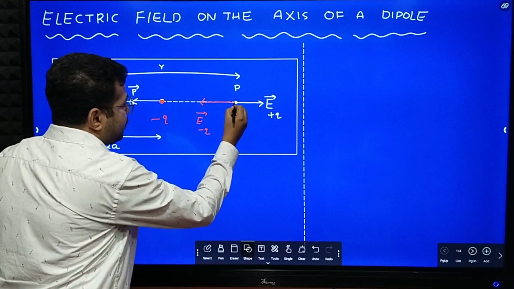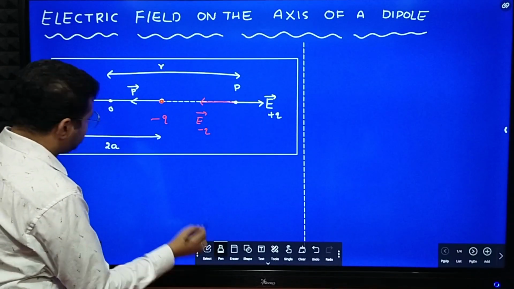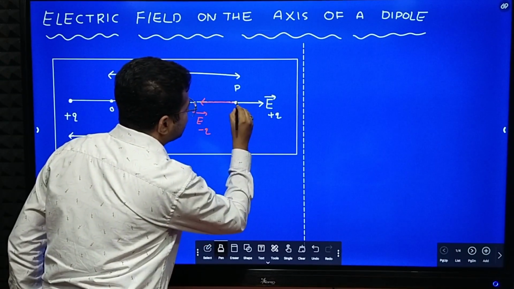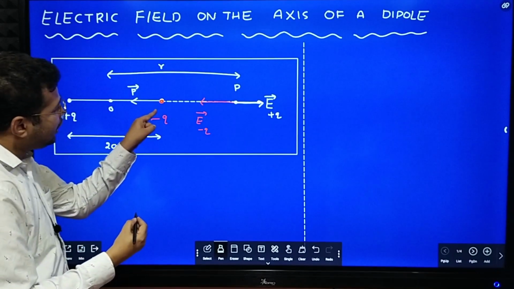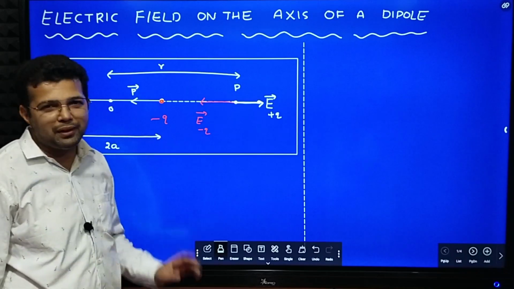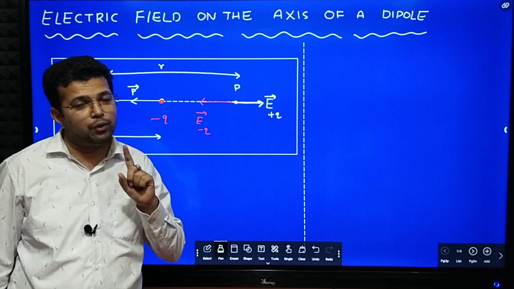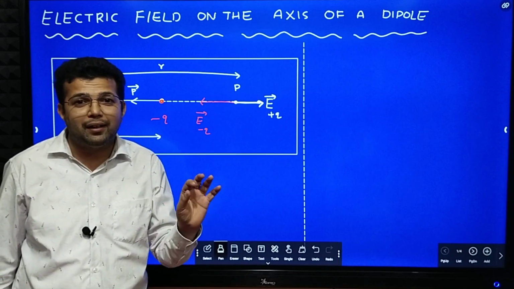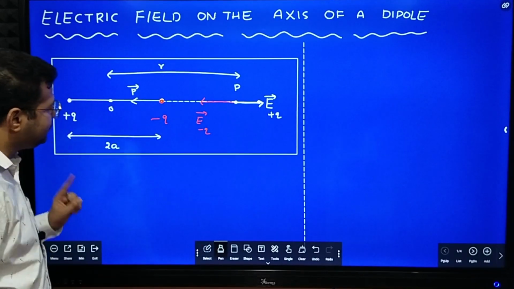Now here at this point P, this positive charge plus q will produce some electric field. That electric field is away from the positive charge. So this is the direction of E of plus q. But negative charge will produce an electric field towards the negative charge. So that is E of minus q. Since field due to positive charge and field due to negative charge are acting in the opposite direction, we add them vectorially to find the resultant electric field. So try to understand the diagram.